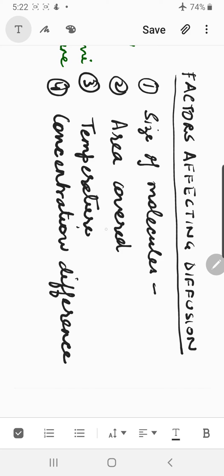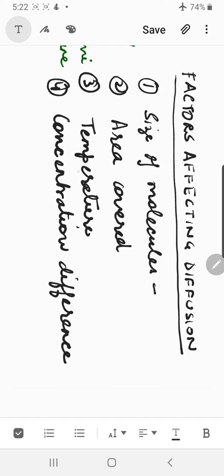Then the second thing is the area covered. Area covered is like, if you are sitting in a big hall and you have sprayed a deo in the corner, it will take more time to reach everyone in the hall. But if it is a small room and you use a deo, it will take very little time, because in a very short time the deo molecules would be evenly distributed throughout the area. So smaller is the area, higher is the rate of diffusion.